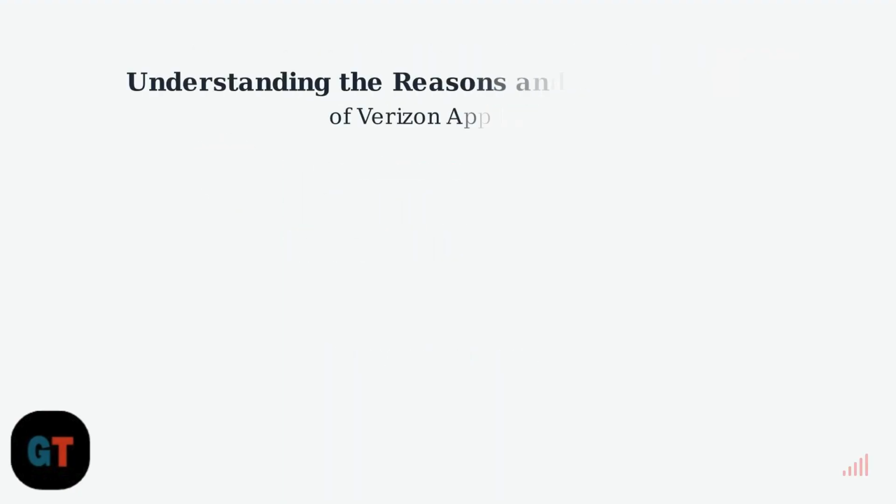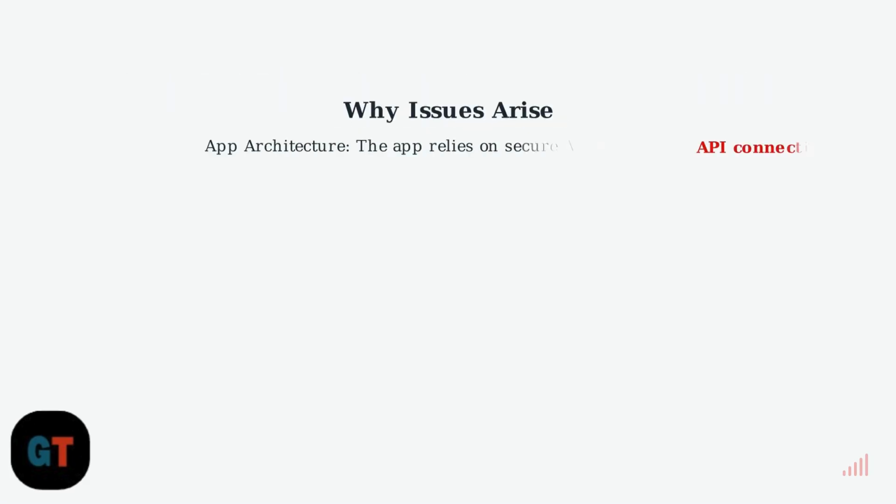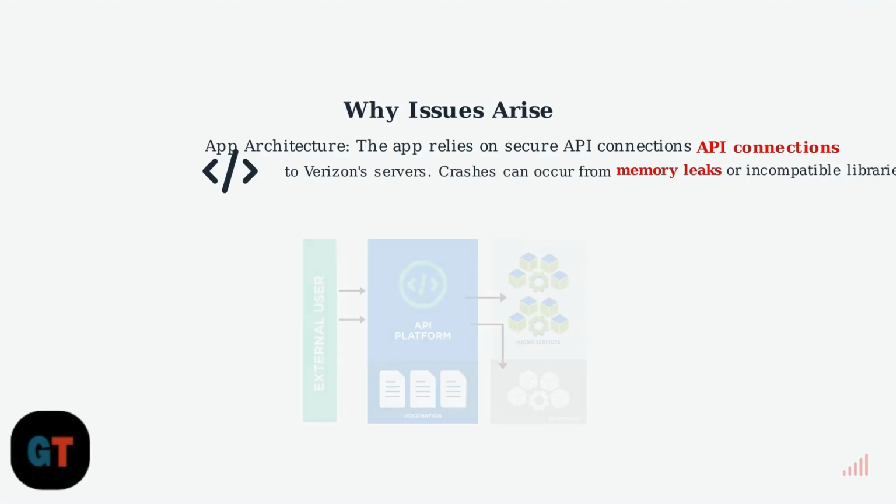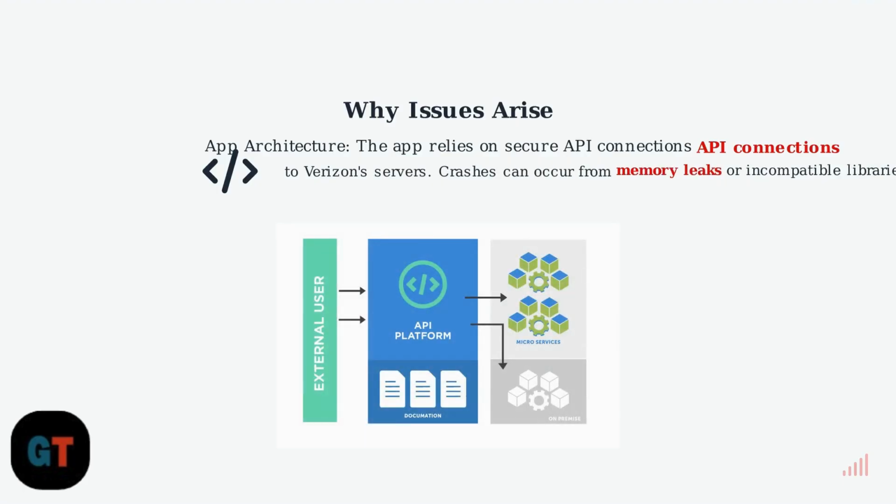The My Verizon app's issues often stem from the complexities of maintaining compatibility across different devices and operating systems. App architecture, network infrastructure, and security measures all play a role. The app's architecture depends on secure API connections to Verizon's servers for data retrieval. Crashes often happen due to memory leaks or incompatible libraries that cause the app to become unstable.